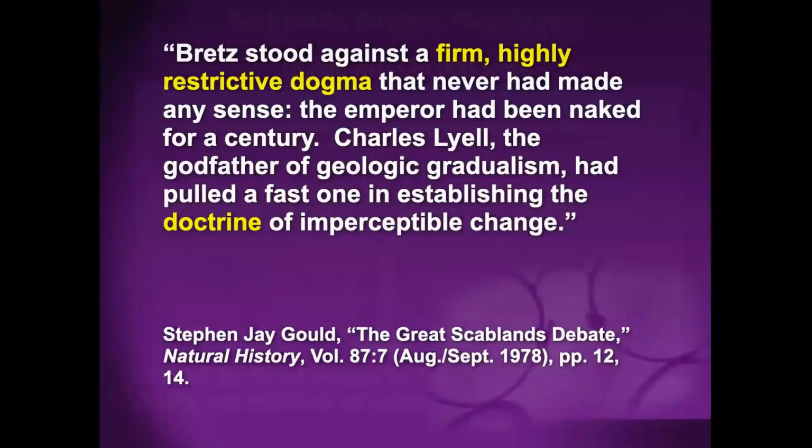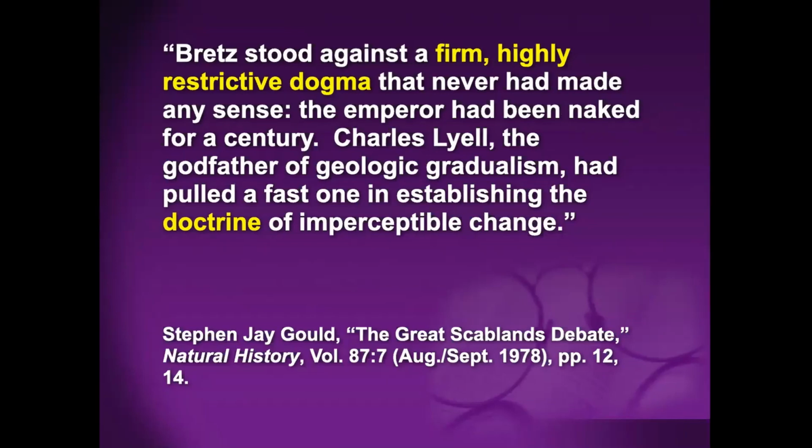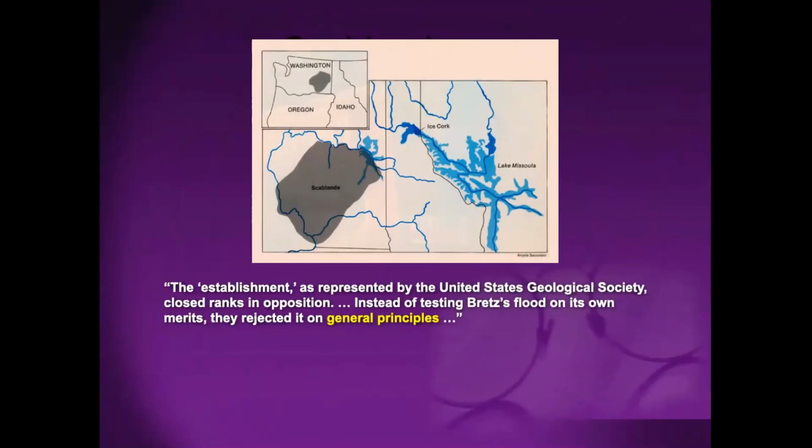This makes more sense. This is a quote here from Stephen Jay Gould at Harvard University. Bretz stood against a firm, highly restrictive dogma that never had made any sense. The emperor had been naked for a century. Charles Lyell, the godfather of geological gradualism, had pulled a fast one in establishing the doctrine of imperceptible change. And then he says this: the establishment, as represented by the United States Geological Society, closed ranks in opposition. Instead of protesting Bretz's flood on its own merits, they rejected it on general principles.